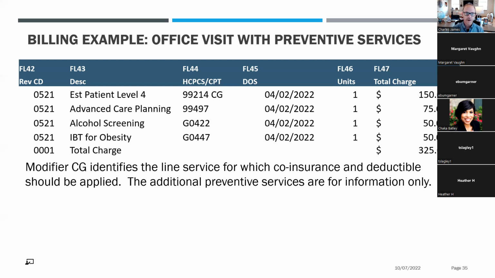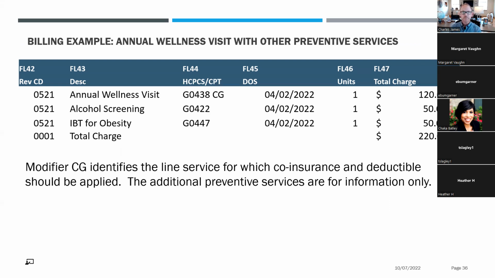And the CG modifier goes on, of course, the office visit, and that's where the co-insurance and deductible will go, based on $150 and not based on $325. But this is what we're encouraging as many people as we can to do. Not just report. I think in most cases, in most rural health clinics, we probably just report the 214 on this service.